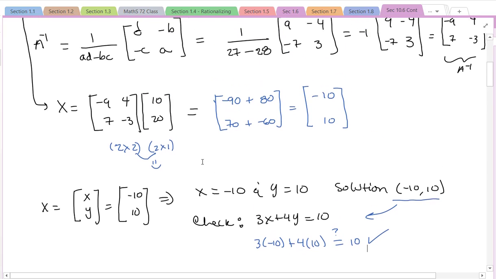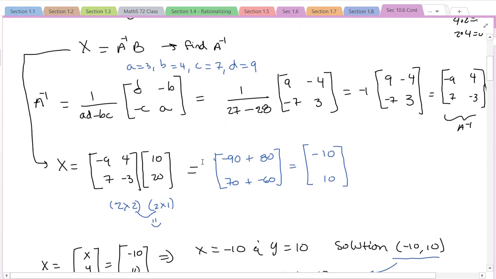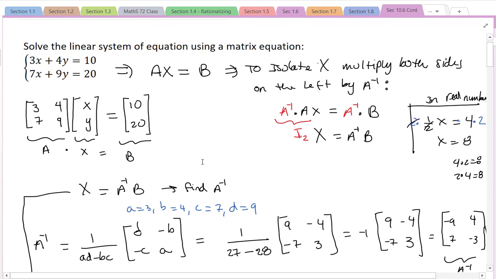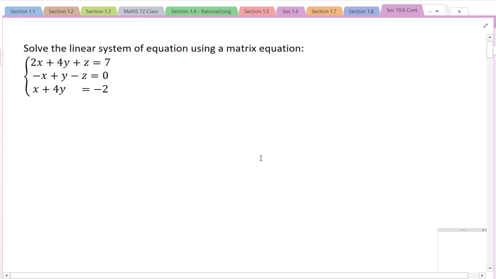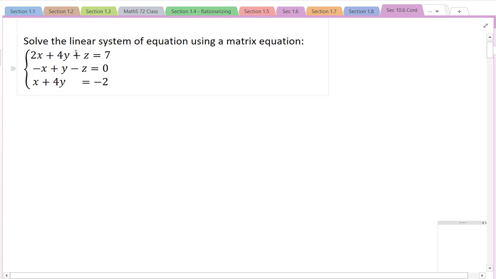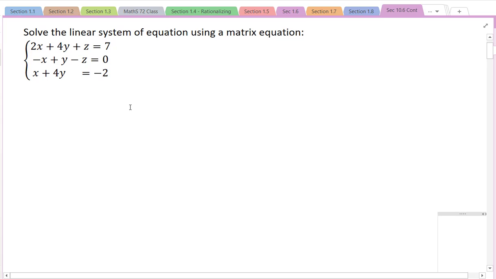Cool, so this is how we solve a system of equations using matrix equations, when you have two equations and two variables. So what happens when you have 3 equations and 3 variables? So let's go to the next problem. In this one, solve the linear system of equations using a matrix equation, but now we have 3 equations and 3 variables. So we're going to do the exact same thing.